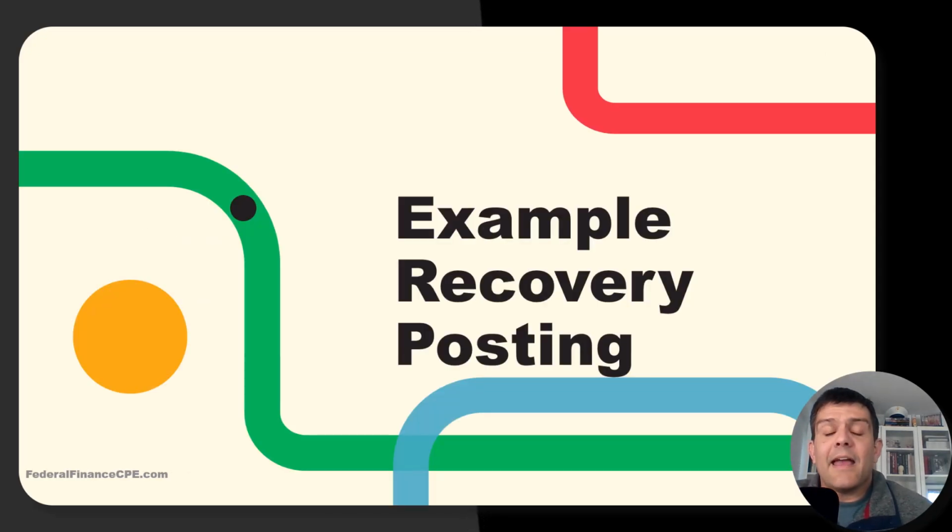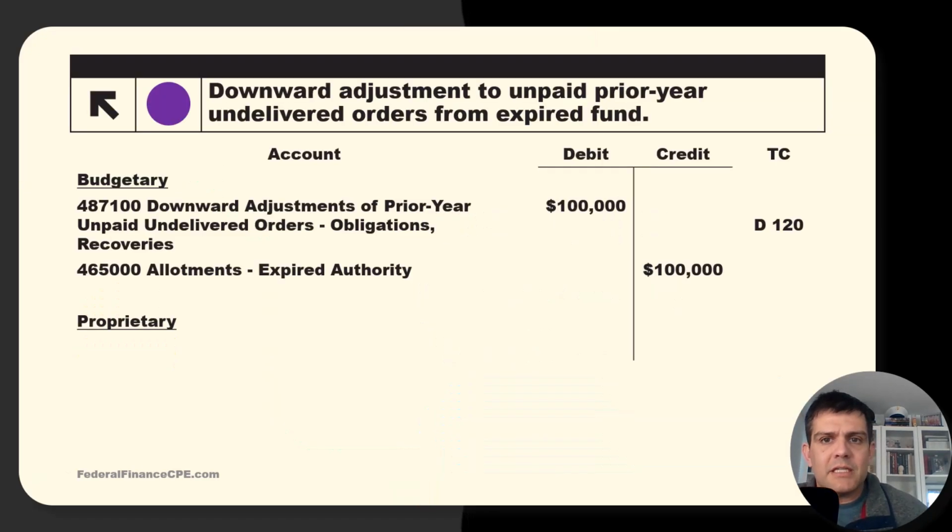So let's talk about a very brief example of how you could post a recovery, a downward adjustment. So you'll see here the transaction code D20. This is for a downward adjustment of an unpaid prior undelivered orders, and in this case from an expired fund. So you'll see here we posted our debit to our 4871, and then we'll post our credit to 4650, or allotments expired authority. Now, I want to note in this particular example, none of these amounts recoveries are anticipated, right? So this is what you record during the year.